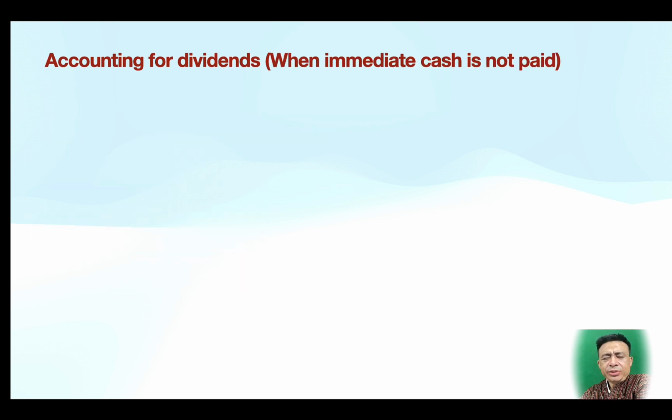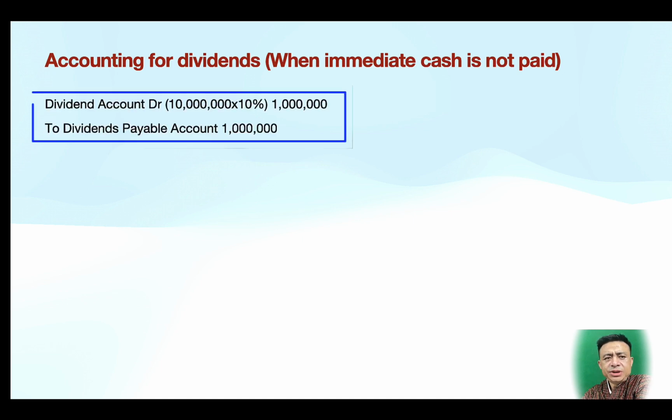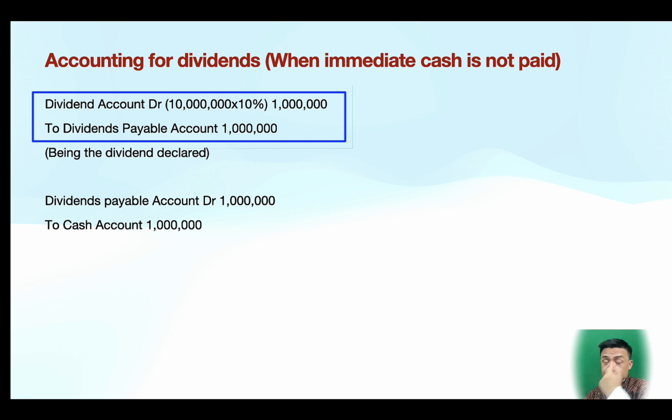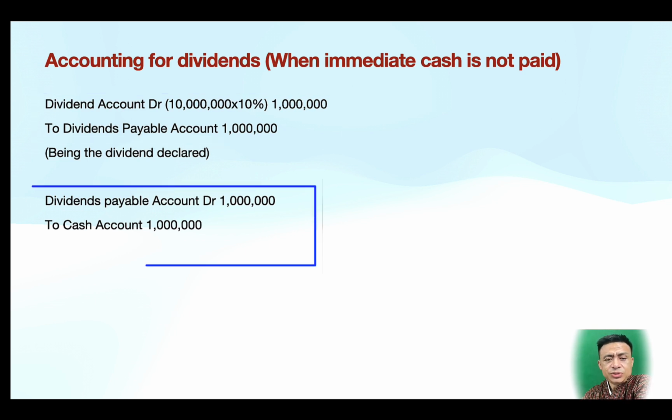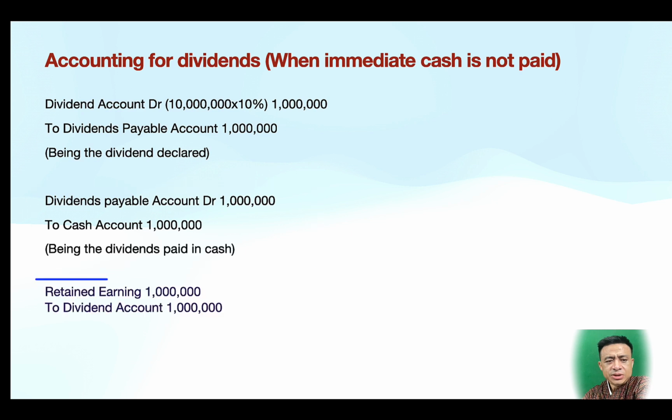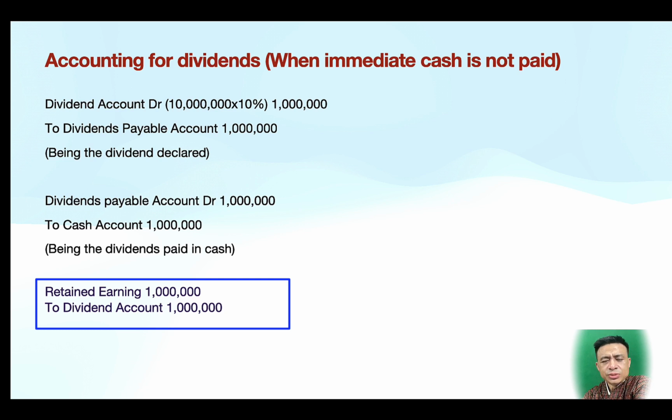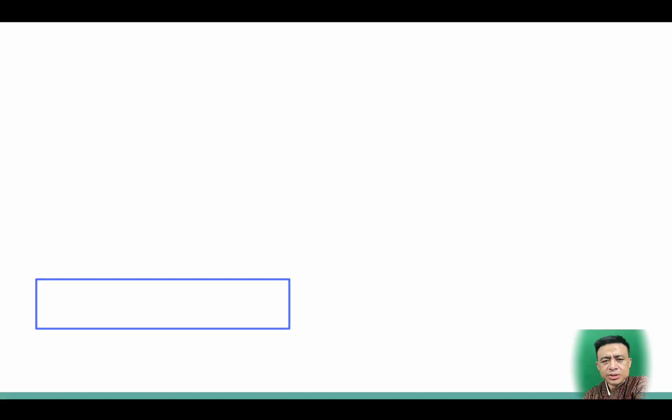However, in reality, there will be a time gap between the dividend declared and the dividend paid. When immediate cash is not paid, the company passes the entry: dividend account debited and dividend payable account credited. And when the dividend is paid, they pass the entry: dividend payable account debited and cash account credited. Similarly, the dividend account will be written off by passing the entry: retained earnings account debited and dividend account credited. So here as well, the dividend paid will reduce the retained earnings.